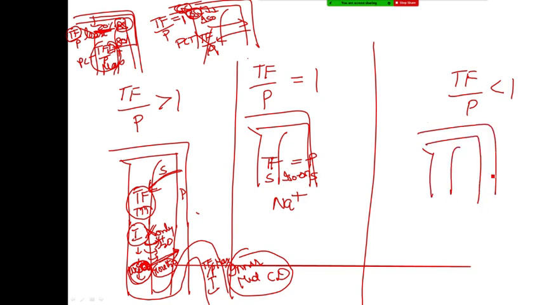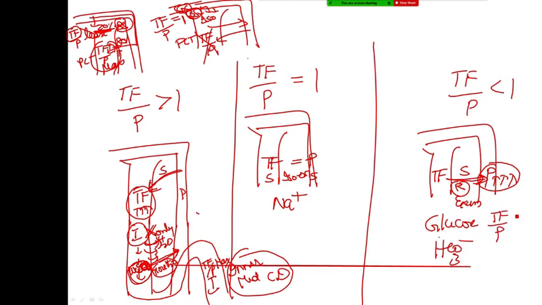TFP ratio less than 1 means it's greater in the plasma compared to tubular fluid. So it has to be a substance which is reabsorbed in excess. If a substance is reabsorbed in excess, its plasma concentration will be greater than tubular fluid. And which were the substances which are reabsorbed in excess? Glucose and bicarbonate. How will you differentiate? Glucose will get completely reabsorbed, so its tubular fluid concentration goes to 0 and the ratio becomes 0. And once you know this, we draw the graph.